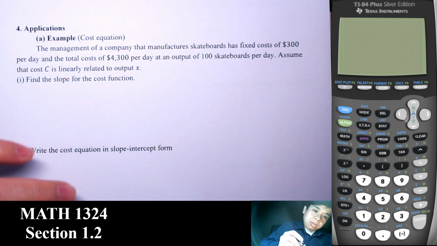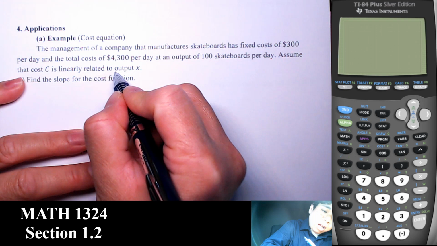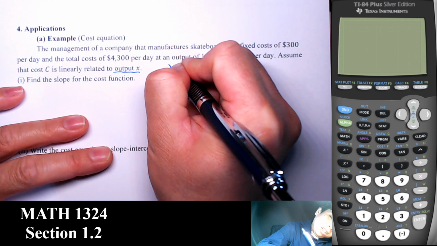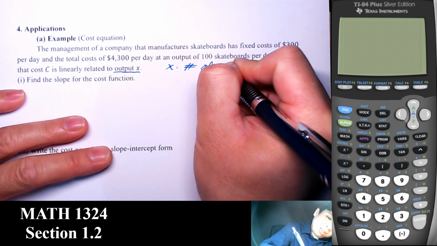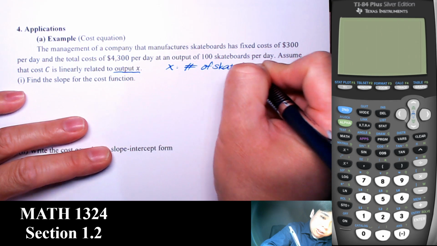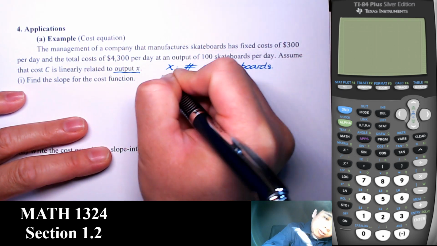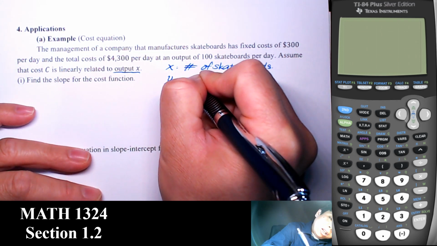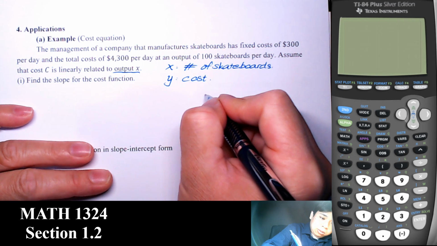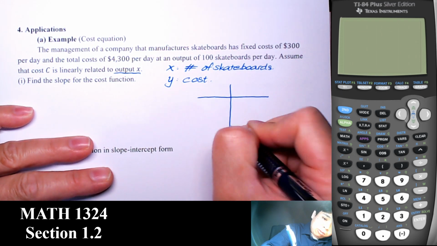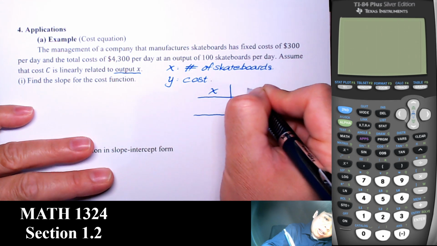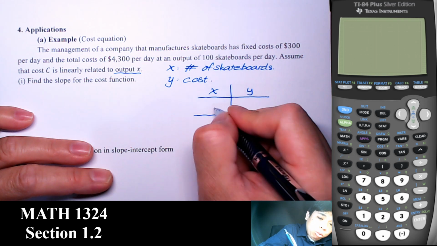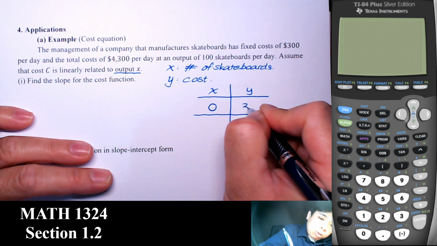So in this case, X is the number of skateboards, and let's say Y, or C, is the cost in dollars. Now the fixed cost of $300 means that if we produce no skateboards, we still have to pay $300.